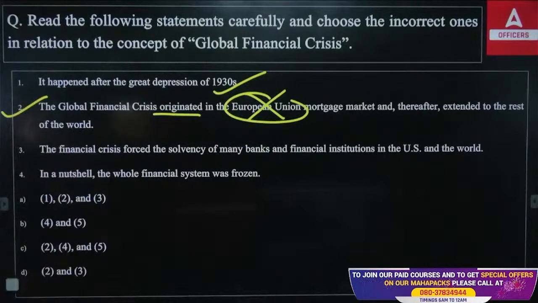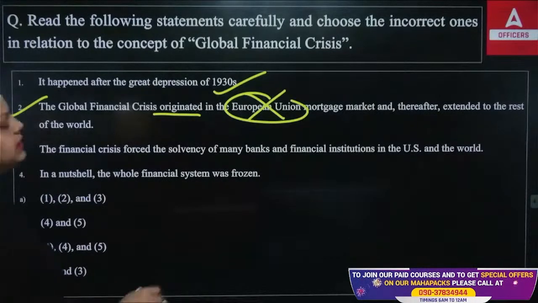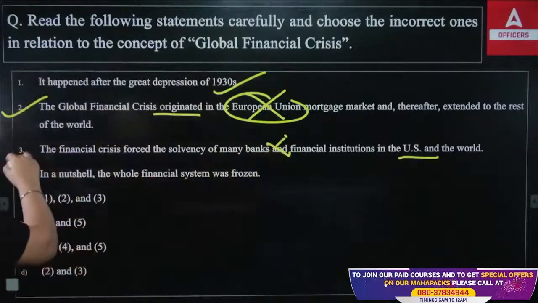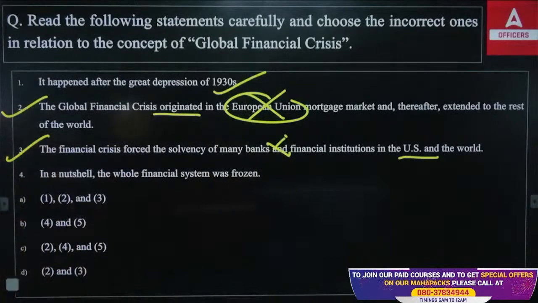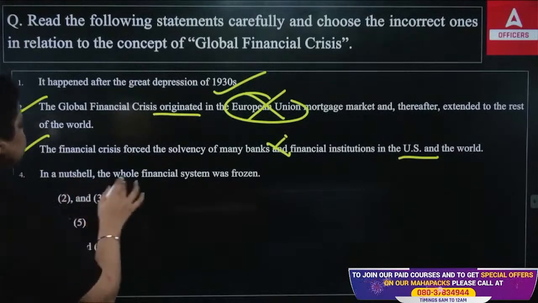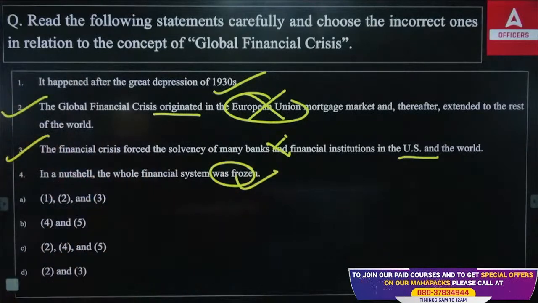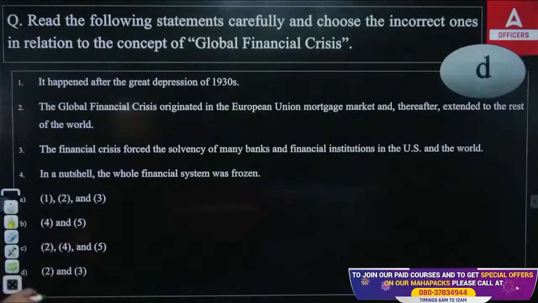Okay, now, the financial crisis forced the insolvency of many banks and financial institutions, in the US and the world. No, it is also incorrect. It has impacted not only the US, but the whole world. In a nutshell, the whole financial system was frozen. This is true. Because of the global financial crisis, the whole financial system froze for a particular period of time. It means the incorrect options are 2nd and 3rd. So, right answer will be your D option. Okay. Right answer will be D option.